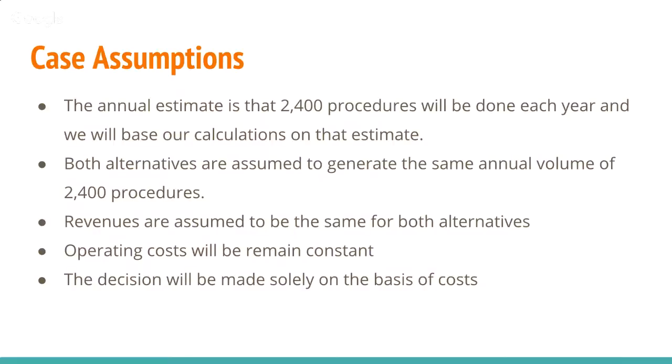The text provided some assumptions for us to use while making our analysis. First, the annual estimate is that there will be 2,400 procedures done each year, and we will base our calculations on that estimate. Additionally, both alternatives are assumed to generate the same annual volume of 2,400 procedures. Revenues are assumed to be the same for both alternatives, and operating costs will remain constant throughout the years. Finally, our decision will be made solely on the basis of cost.